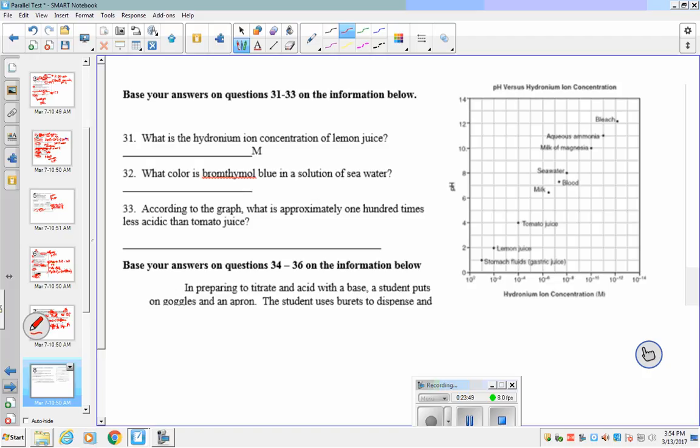This graph has a lot to do with pH and interpreting pH and how it relates to hydronium ion concentration. So for the hydronium ion concentration for lemon juice, you're finding lemon juice right here, reading down to this axis. You can write this a number of ways. You can actually get away with 10 to the negative 2, 1 times 10 to the negative 2, which can also be written as 0.01, and all of those come out in molar, although they do give you the M, so you don't need to worry about that.